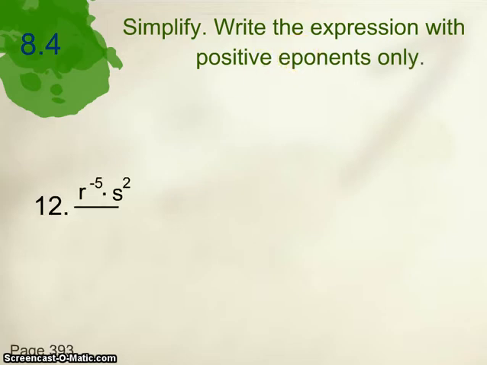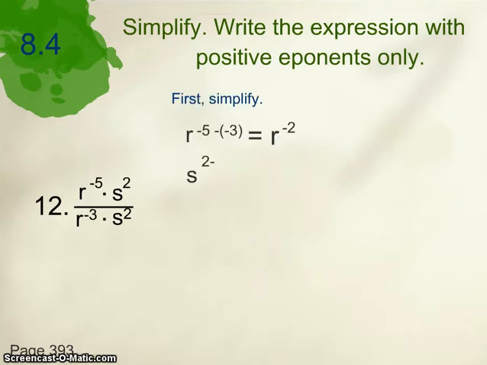It will be on page 393 and the problem 12. Okay, first thing we have to do is simplify. So we simplify all of these. Because they're not on the same level, we divide, minus it here.